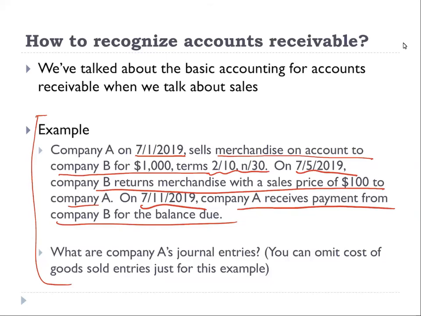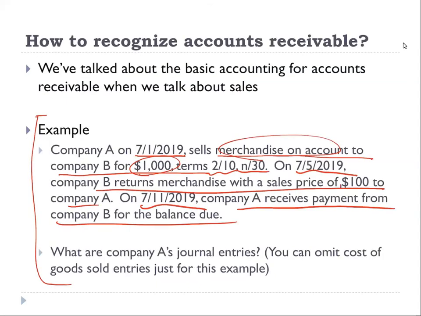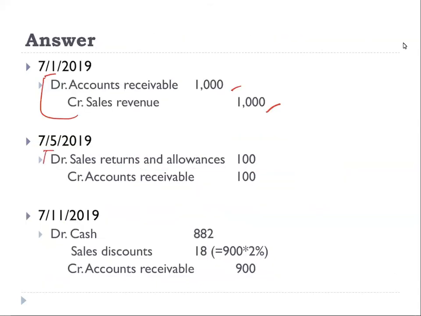The first journal entry, when the firm sells the merchandise on account, is to debit accounts receivable and credit sales revenue for 1,000. And then when company B returned the merchandise of 100, we debit sales returns and allowances and credit accounts receivable.